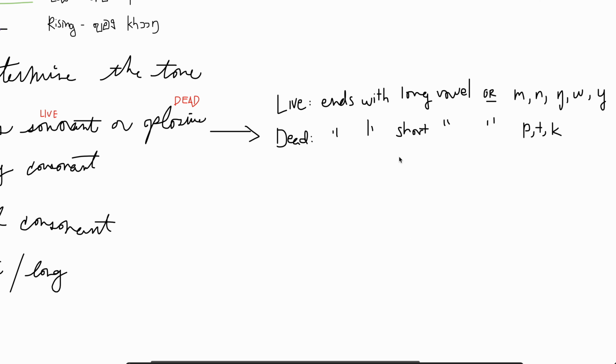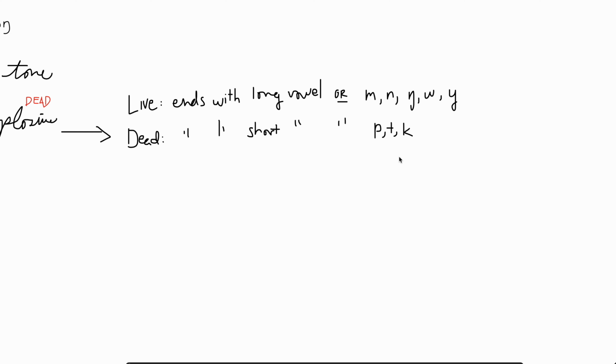So what are the conditions for a live syllable? Live syllables end with a long vowel or an M, an N, or an NG, like nga, ngu, and then wa, and then ya. And I say these because these are only variations of your mouth but it allows air to come out. It's not a stop. Long vowels and these consonants make it go on and on forever. Wa, ya. You see what I mean?